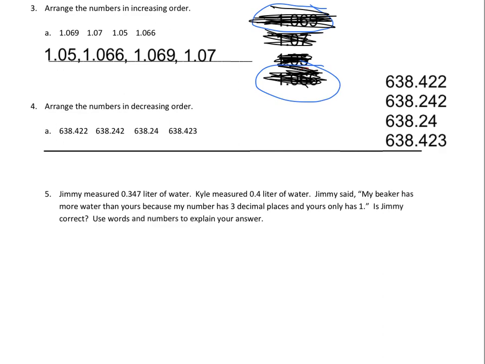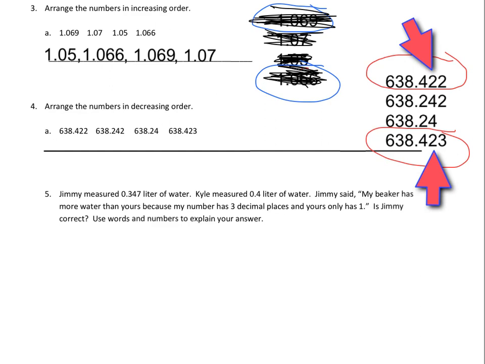The first thing I notice about these four numbers is they all start out with 638. Since those three numbers in the hundreds, tens, and ones place are the same, we're going to move past the decimal over to the tenths place. In the tenths place, we have a 4, 2, 2, and 4. Remember, we are looking for the largest number first. 4 is greater than 2, so the two numbers that have a 4 in the tenths place will be the first two numbers that we look at.